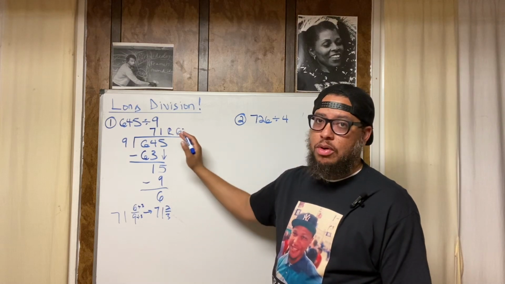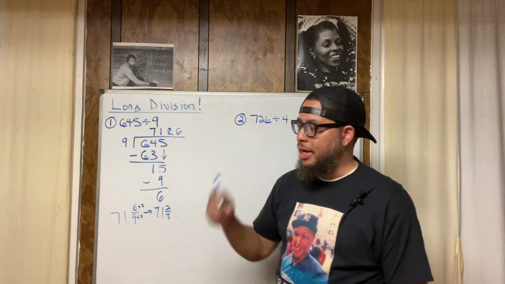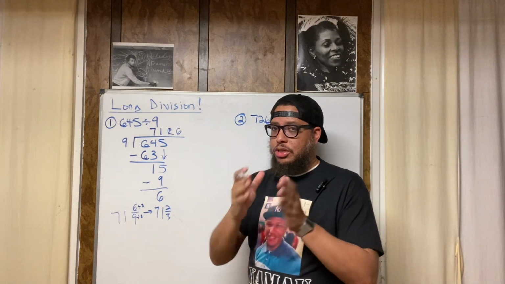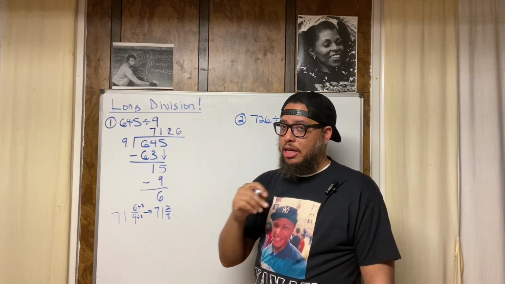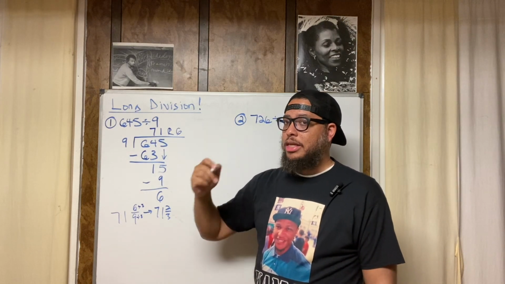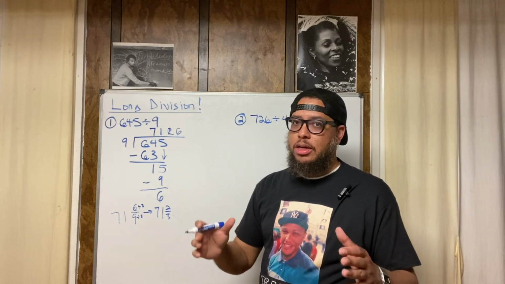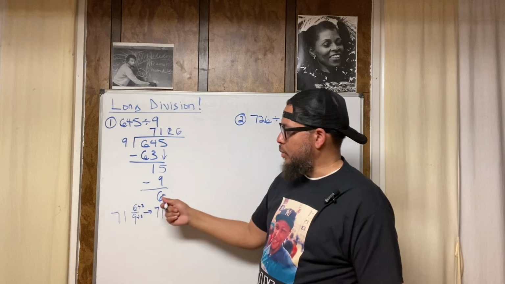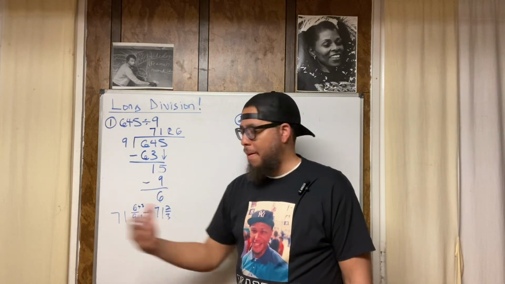Why is it 71 remainder 6? Because 71 times 9 is going to be 639. And then ask yourself, what's the difference between 639 and 645? The difference is 6. Like if you had $639 and you needed $645 to make some purchases, because you were trying to throw a party and needed to buy a bunch of stuff, you would still need $6 more. That's why the remainder is 6. There's a remaining $6 that you still need, right?